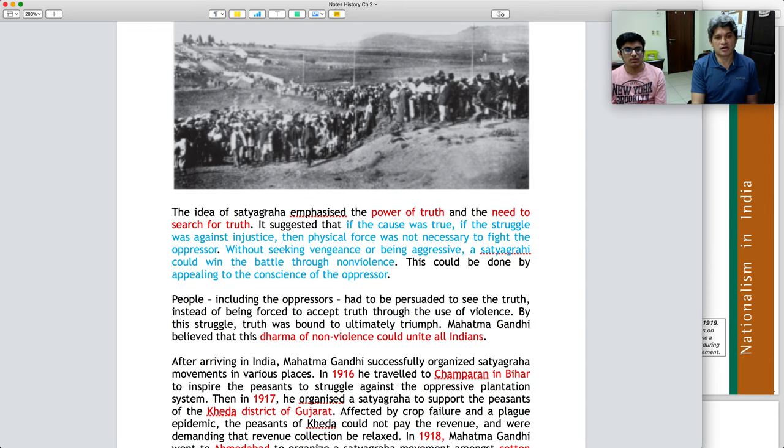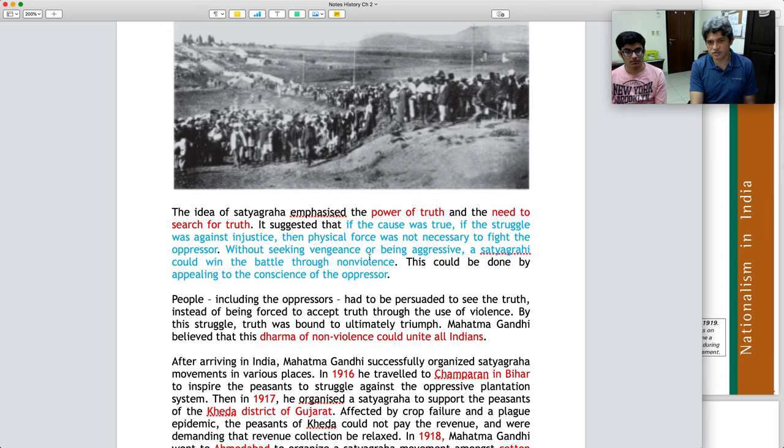So the idea of satyagraha emphasized the power of truth. So here we have to understand what is really the concept of satyagraha. We are talking about the power of truth and need to search for truth. So it suggested that if the cause is true, if you are justified in what you are fighting for, and if the struggle was against injustice, then physical force is not required. It was not necessary to fight the oppressors.